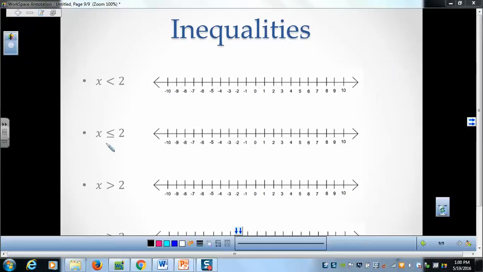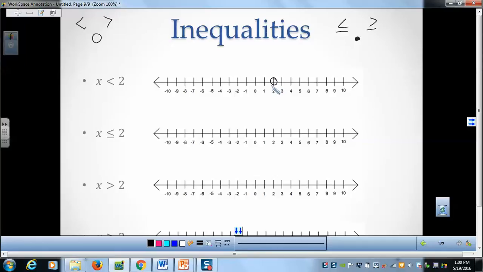If we have a less than or greater than symbol, we're always going to put an open circle on that particular number. If we have a less than or equal to or greater than or equal to, we're going to use a solid dot to represent that we're going to include that number. So if we look at our first example, this is x is less than 2. I'm going to find 2 on my number line. It's less than, so I'm going to put an open circle. That indicates we're going to start with 2, but we're not going to include 2.